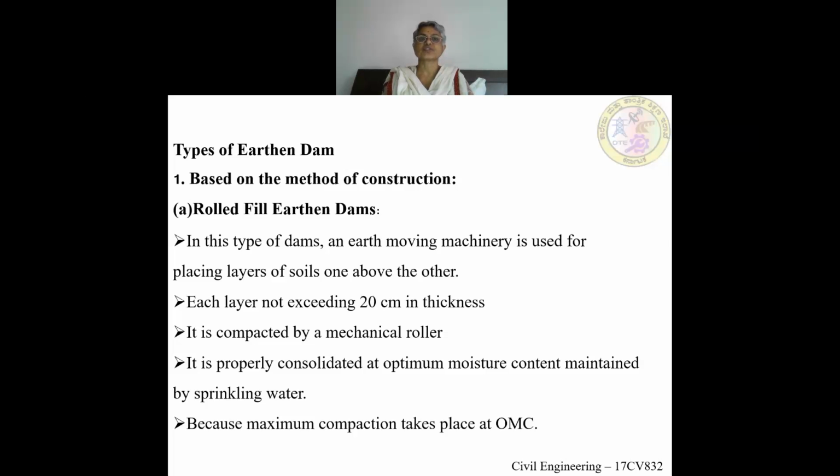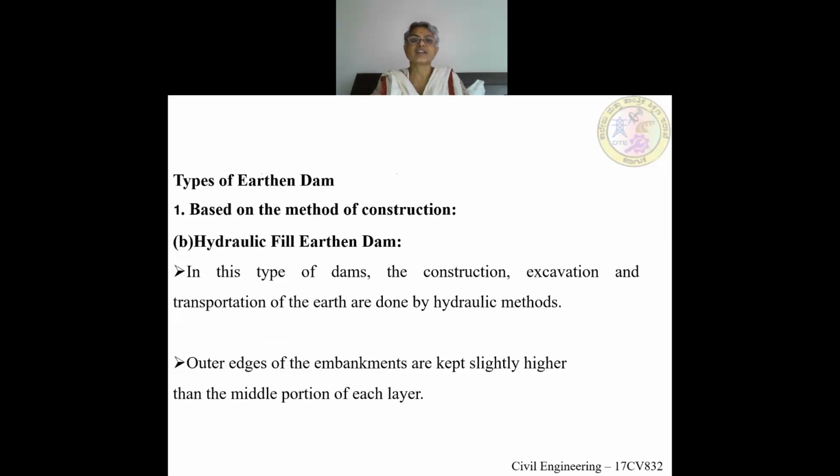The next method based on the method of construction is hydraulic fill earthen dams. In this type of dam, the excavation and transportation of earth are done by hydraulic methods. Here the soil and water are mixed, and then it is transported through pipes. While laying the layers, the outer edges of the embankment are kept higher, and the middle portion is kept a little lower.